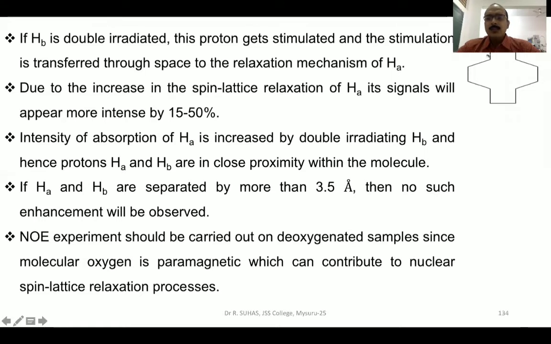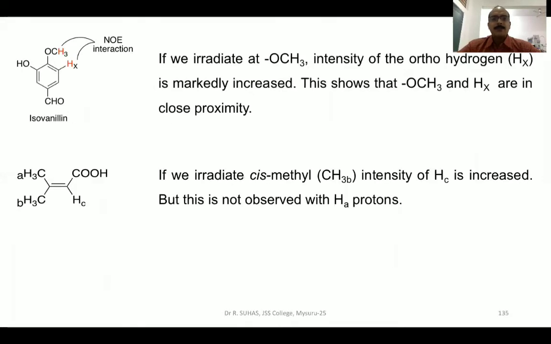One more care should be taken while performing NOE: you should carry it out on a deoxygenated sample, because the molecular oxygen present in the atmosphere can contribute to the nuclear spin-lattice relaxation processes. So whatever NOE you conduct, it should be on a deoxygenated sample.